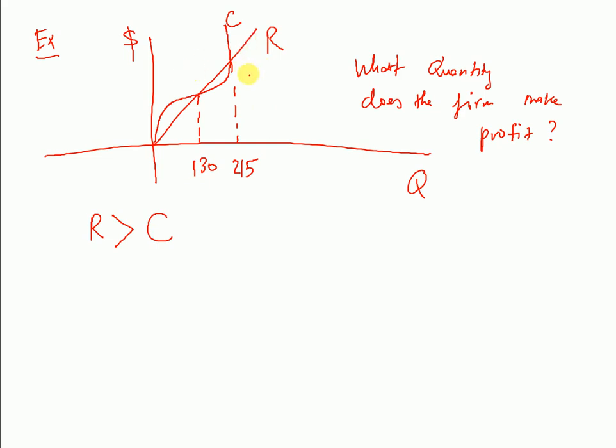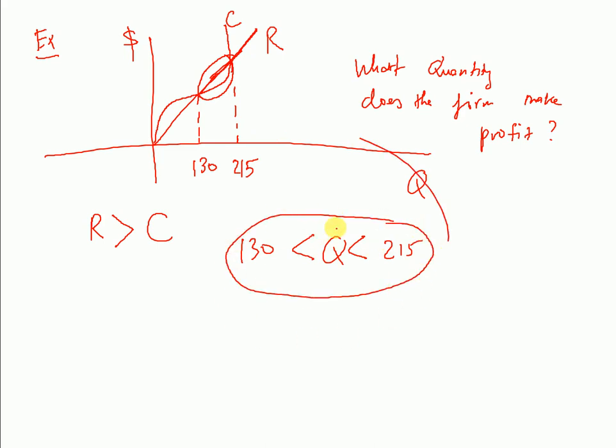If we look at this curve, revenue is the straight line, right? In this region, in this area, the cost is bigger than the revenue. But in this area, the revenue is bigger than the cost. So we can conclude that from 130 to 215, if we have the quantity bigger than 130 and less than 215, in this amount of items, we make the profits.